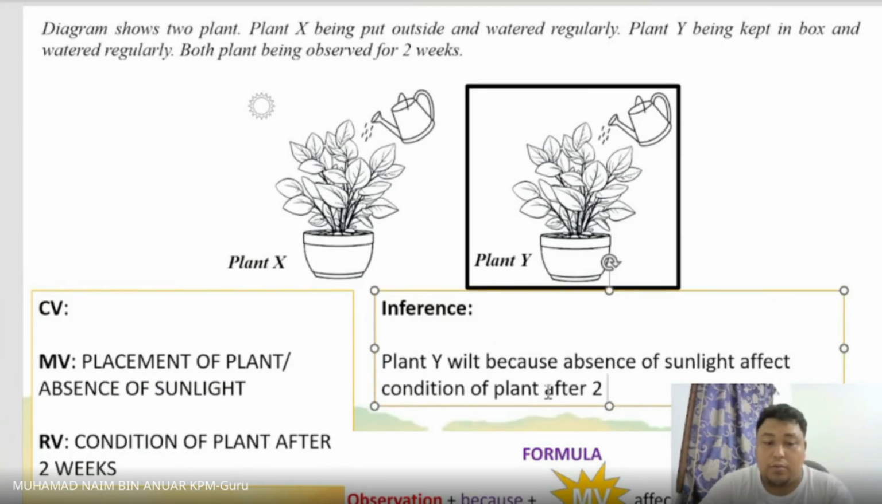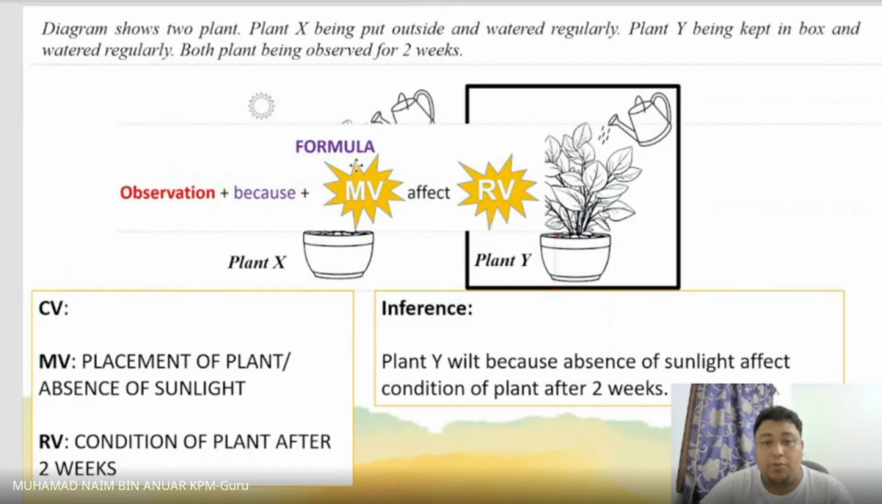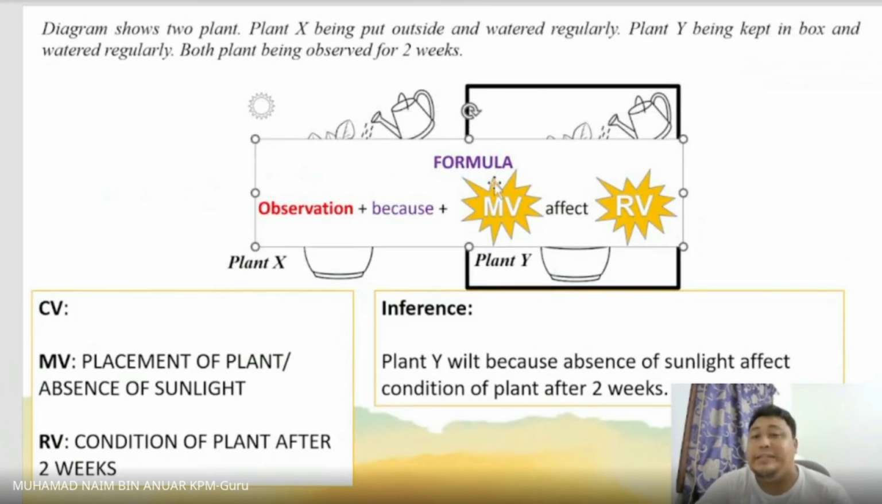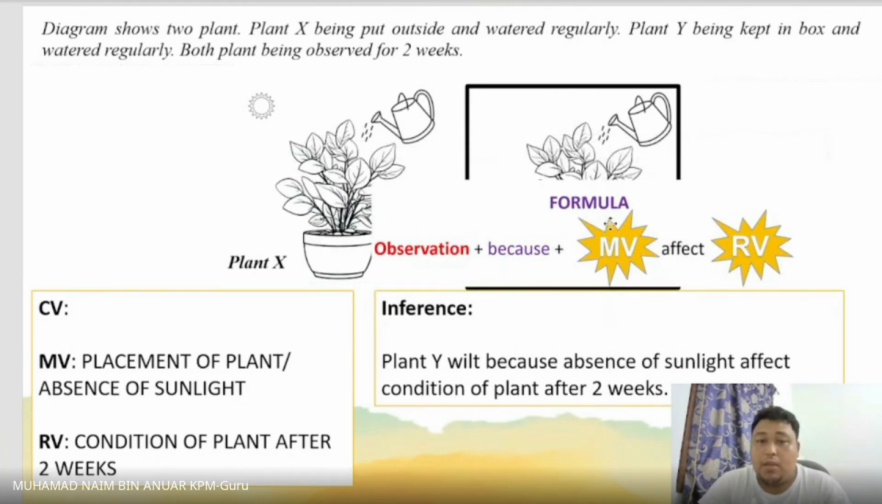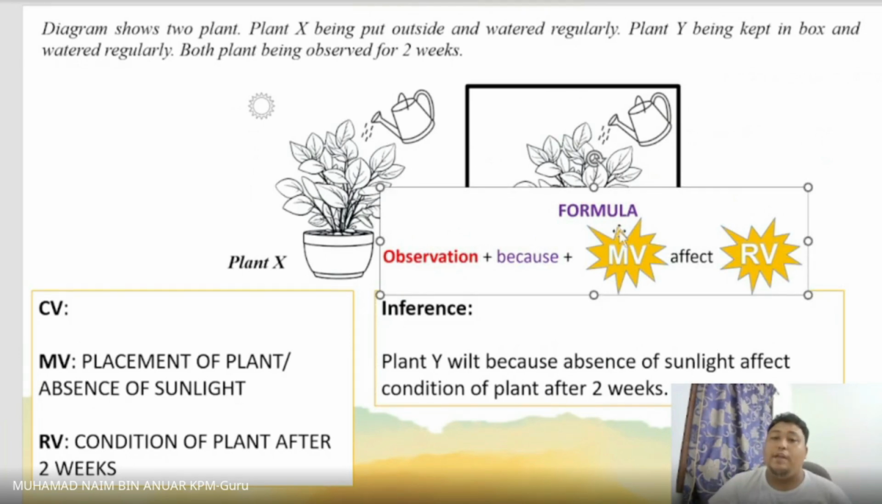Okay, let's say you really don't know how to write inference. Use this formula. You don't know about this topic and you never study about this topic before. Use this formula. As long as you can find MV, you can find RV, at least you can get marks from this question. In fact, some of the question, if you use the formula, you can get full mark for this question.